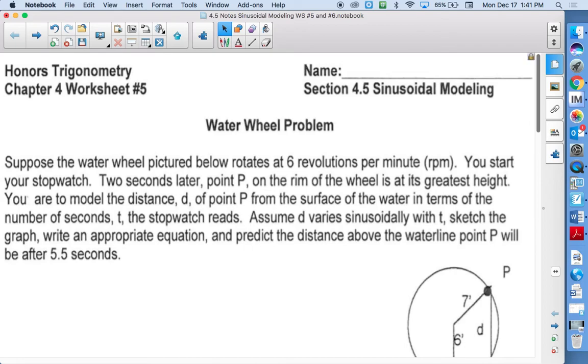So if you look at the word problem, this is page 21, or no, 19. So find page 19 if you haven't already done so.